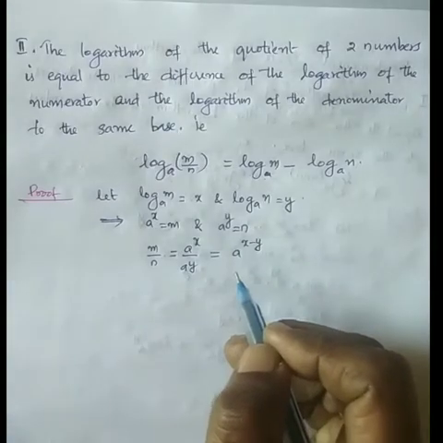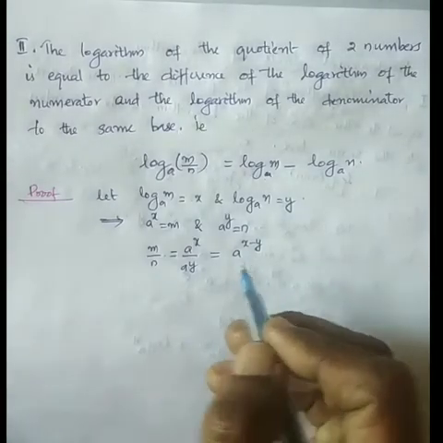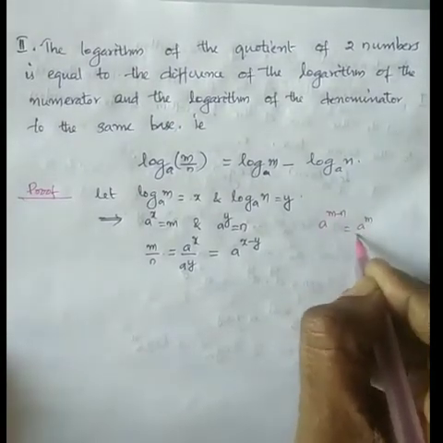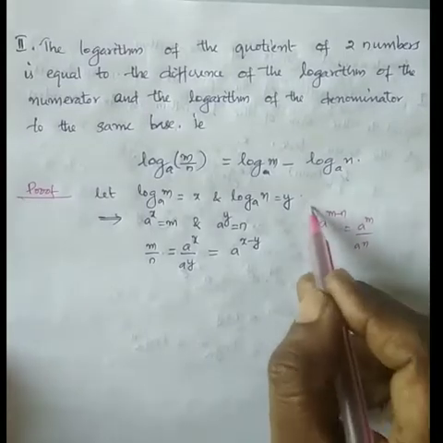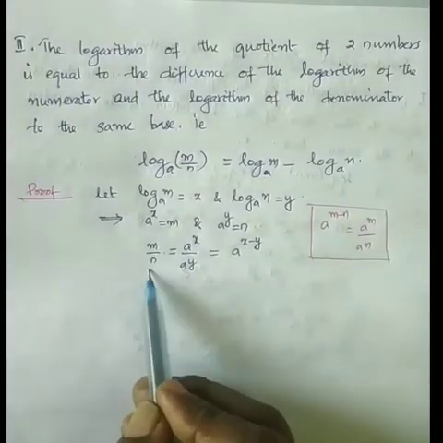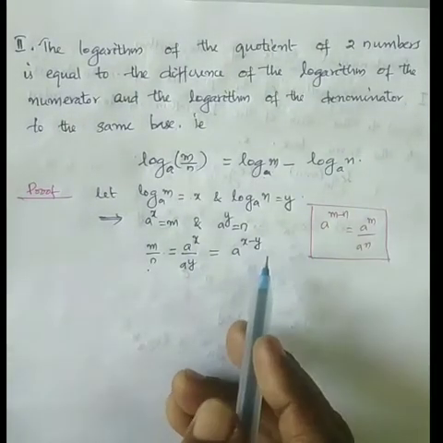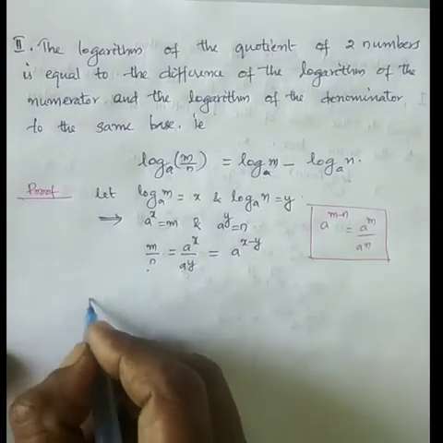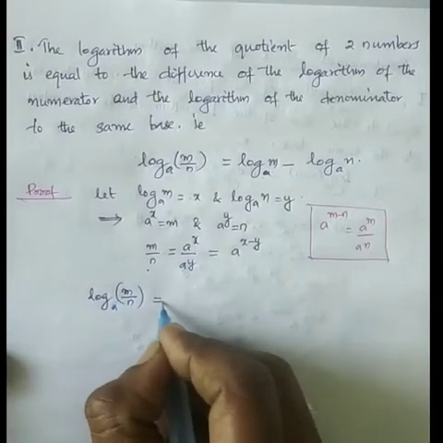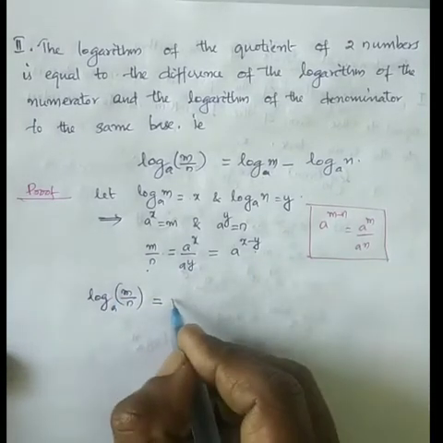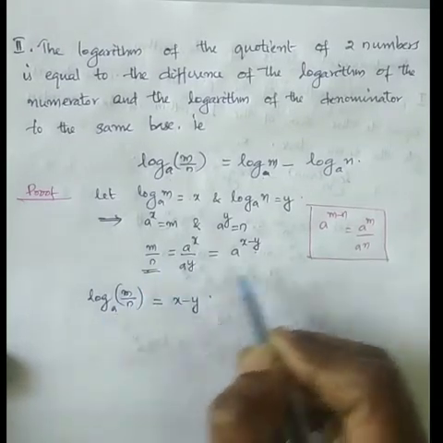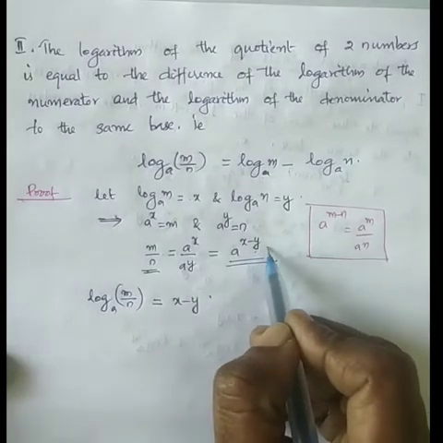Using the law of exponents, we know that a raised to m by a raised to n equal to a raised to m minus n. So we get m by n equal to a raised to x minus y. Therefore, by the definition, log m by n to the base a equal to x minus y.